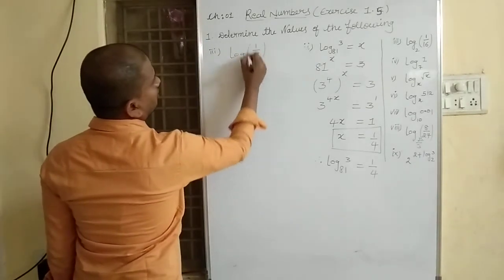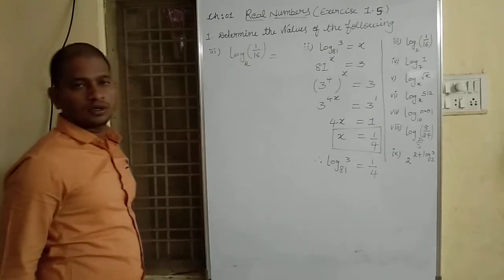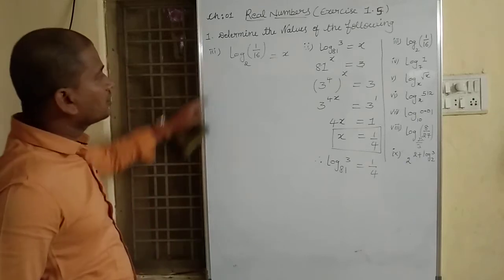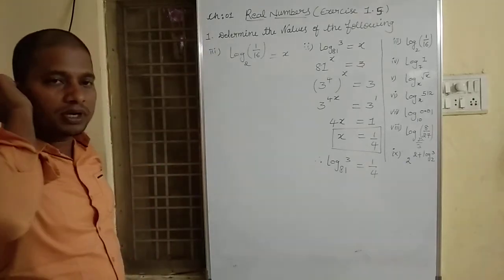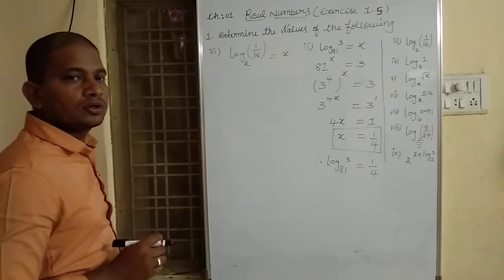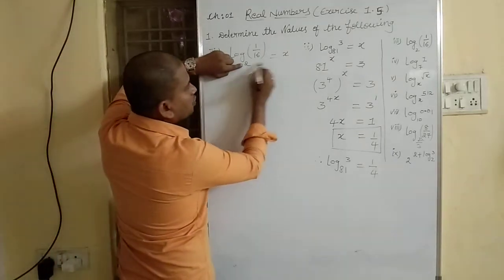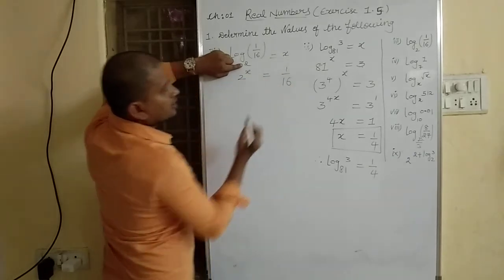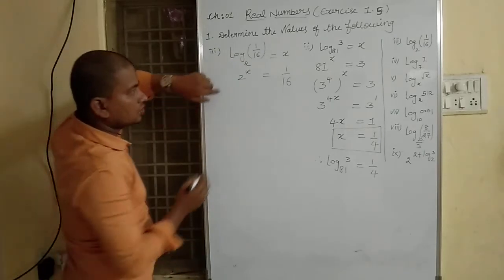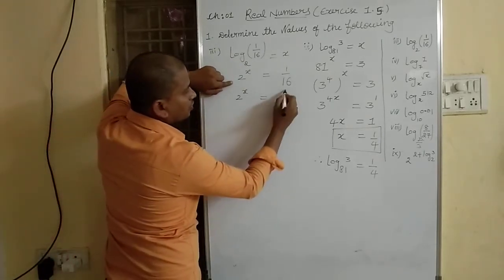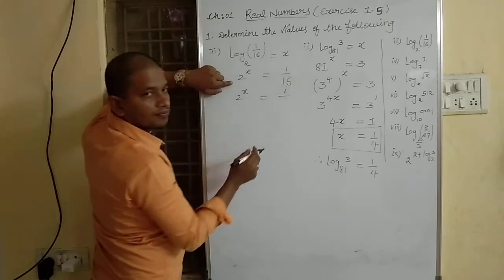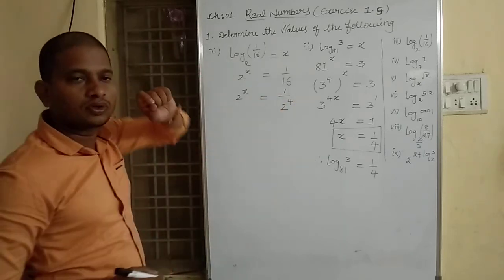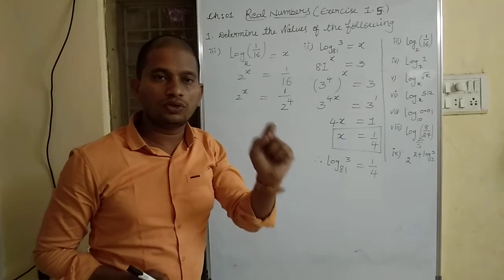Log 1 by 16 base 2. Okay, let it be x, which is in logarithmic form. Convert into exponential form, that is 2 power x is equal to 1 by 16. So 16 I can write as 2 to the power 4, 2 into 2 into 2 into 2.